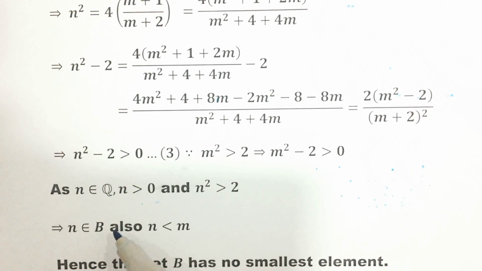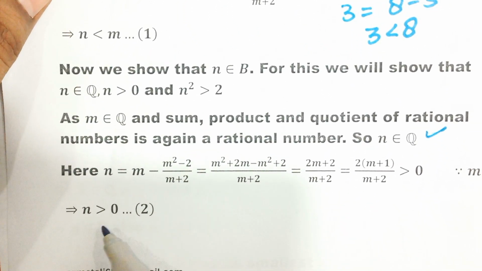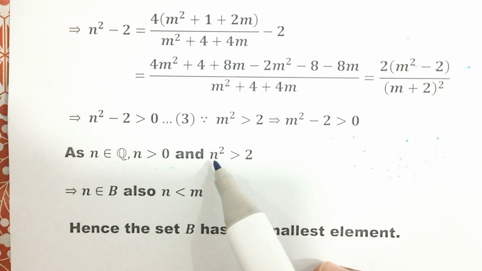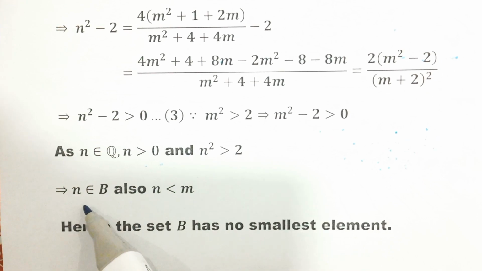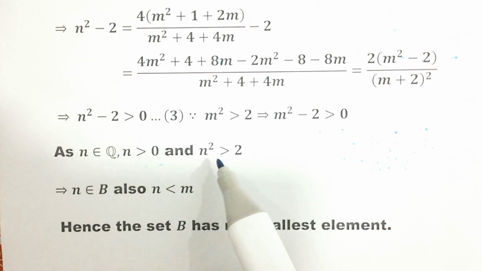So by using n greater than 0, n belongs to Q, and n² greater than 2, from all these three, we have n belongs to B, because n will be an element of B if it satisfies these three conditions. It should be rational, it should be positive, and its square should be greater than 2.